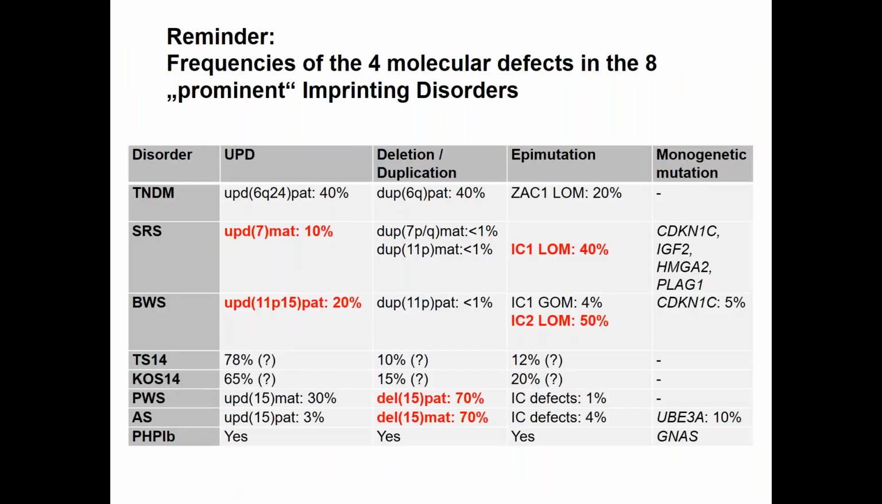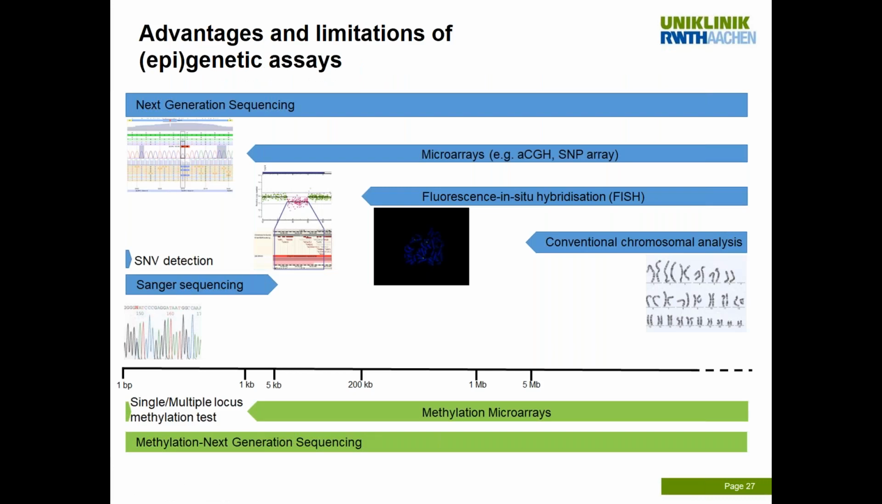Are additional analyses required? And here you see once again the frequencies of the different molecular defects in the 8 prominent imprinting disorders. I again want to show you that slide because I want to remind you that we have different frequencies for the different molecular defects and the different imprinting disorders. And for each disorder, each syndrome, you have to consider the frequencies, and on that basis you have to define which test should be performed and which strategy should be followed.